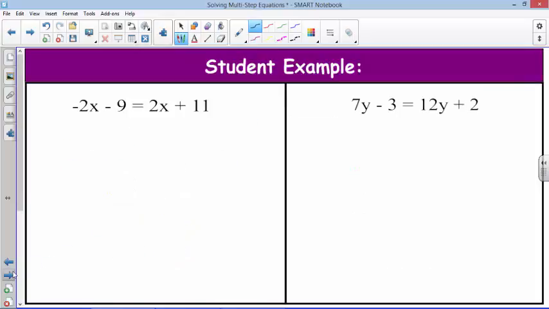Alright, so here I have two student examples. Go ahead and pause the video, work through them, come back, and I'll work through them with you.